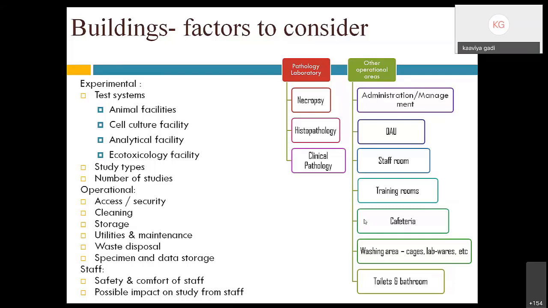So I hope you can understand that when you talk about test system requirements for building, you need to consider all these factors. Then you will have to consider what type of studies you are going to conduct. For example, single dose studies only, or repeat dose studies. You may conduct developmental and reproductive toxicological studies, where you may need a basic facility for reproduction purposes. Or you may do a lot of dietary studies where you need to mix.